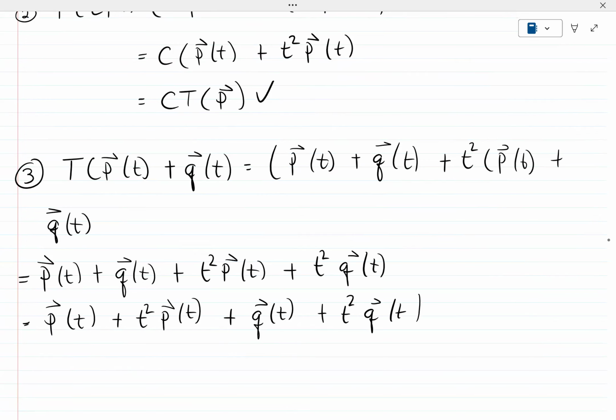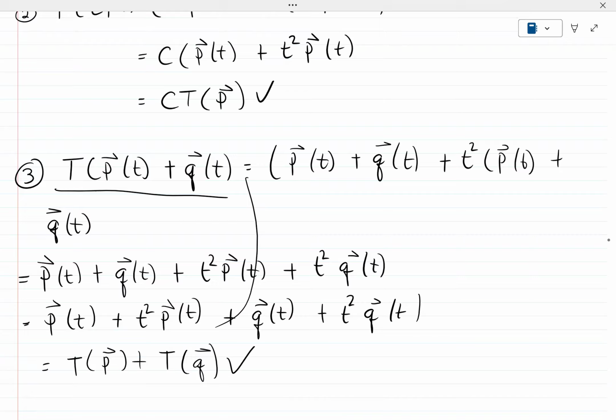And that gives you back to this. So when you do the algebra, this is what you get: T of P plus T of Q. So you're back to here. That means it's preserved. Nothing has changed.